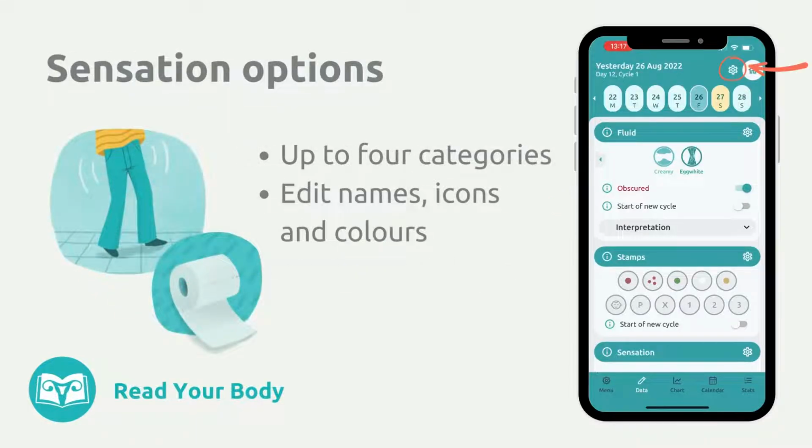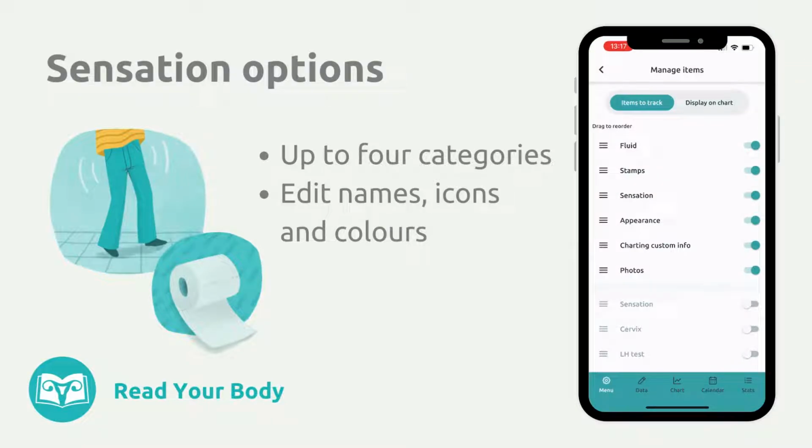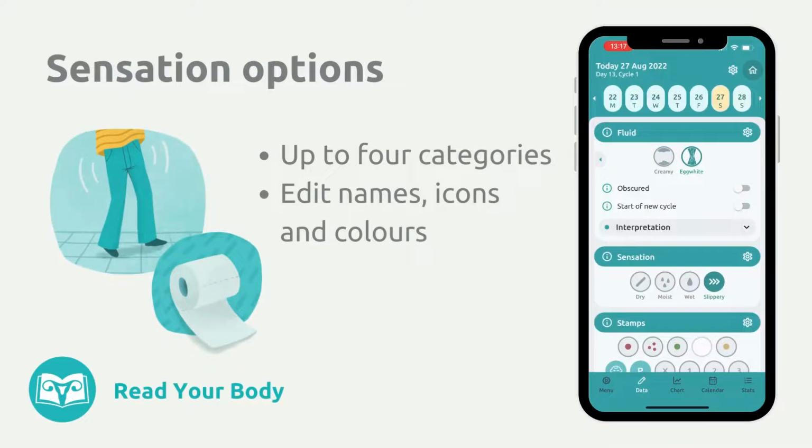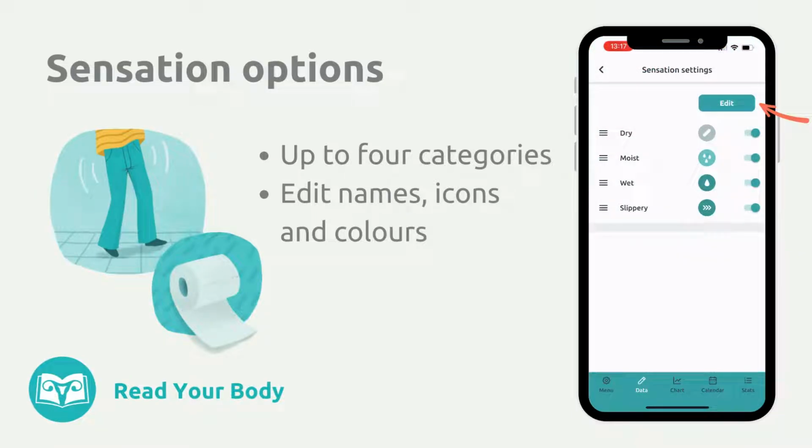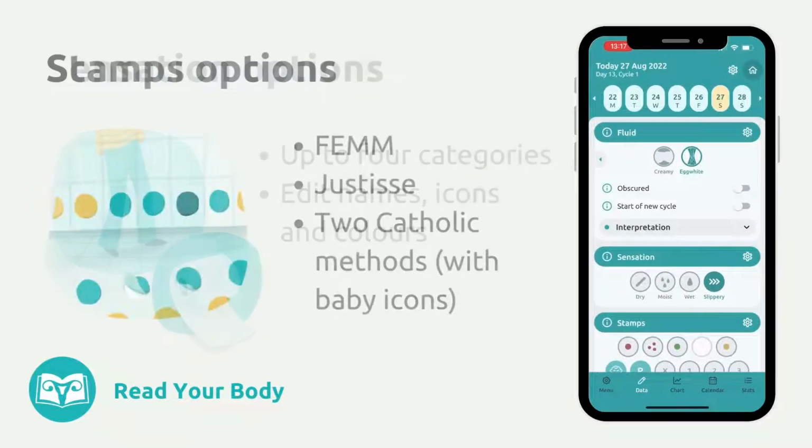Now if you want to track sensation separately, enable the sensation option in your settings. To manage your sensation categories, tap the gear icon in the sensation card on your data screen. You can then edit names, icons, and colours. You can have up to 4 categories for sensation.